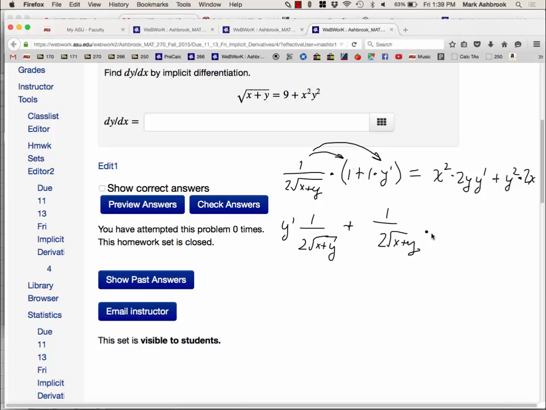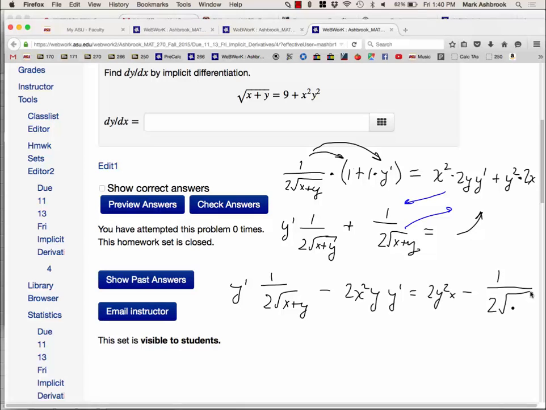Anyway, so that's what the left-hand side is when I multiply it out. So now I'm going to move, so it equals this. Okay, and so then this needs to go to the left. This needs to go to the right. So this is going on this side. This one's going to go this way. So we're going to get minus 2x squared y prime equals 2y squared x minus 1 over 2 radical x plus y.